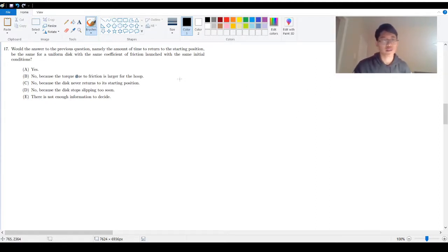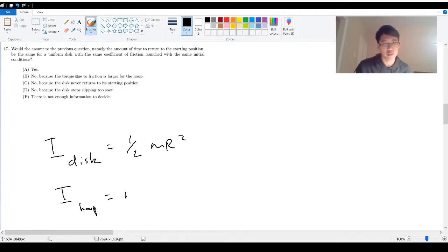So let's think about what this means. If it was a uniform disk instead of a hoop, then the moment of inertia would definitely be different. The moment of inertia of a disk is equal to 1/2 mr squared, whereas the moment of inertia of a hoop is just mr squared. So it's half of the moment of inertia of a hoop.